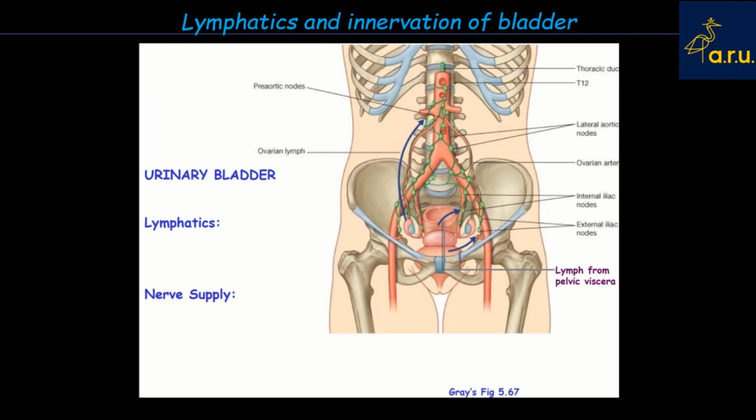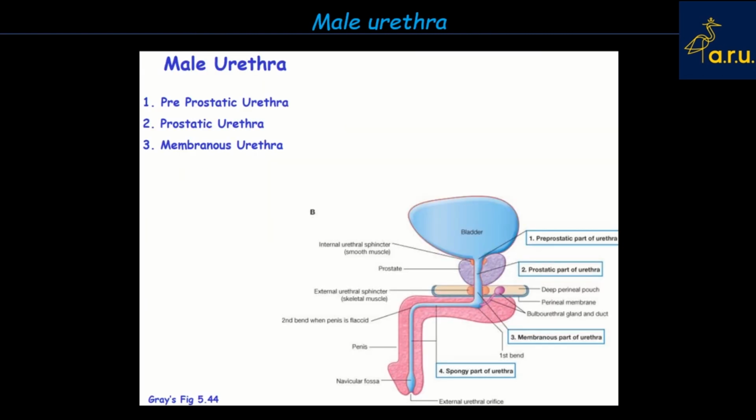The lymphatics and the innervation of the bladder usually follow the arteries. The lymphatic drainage is into the iliac lymph nodes. The nerve supply, the autonomic innervation to the bladder, comes via the inferior hypogastric plexus. Now, from the bladder, the urine then enters into the urethra. The male urethra is approximately 20 centimeters long. It has two bends to it and is divided into four different parts.